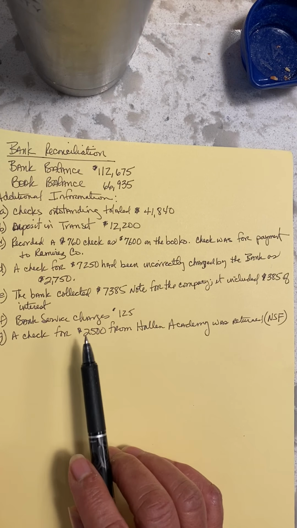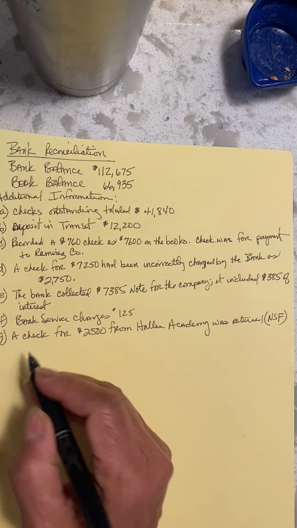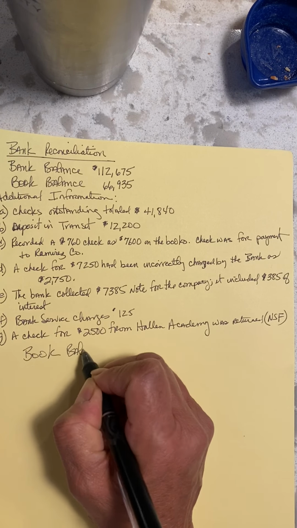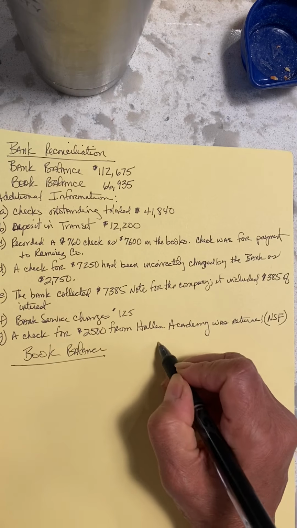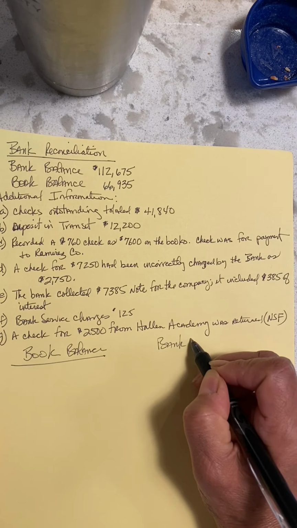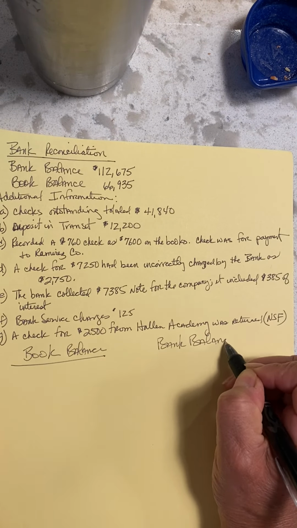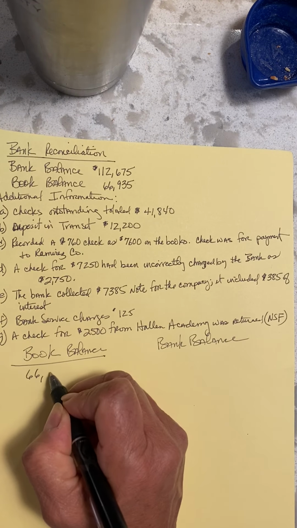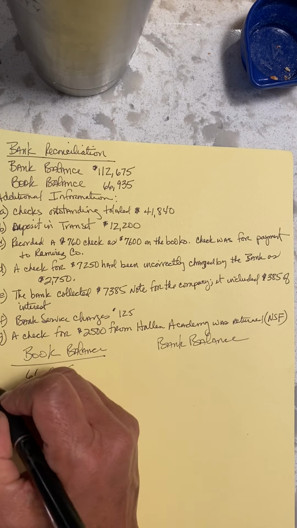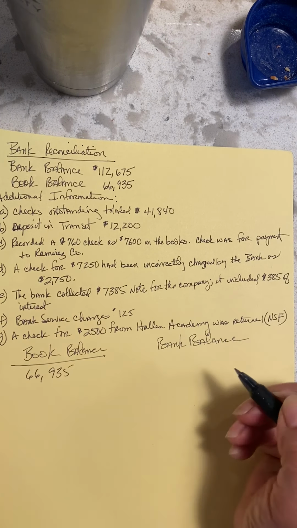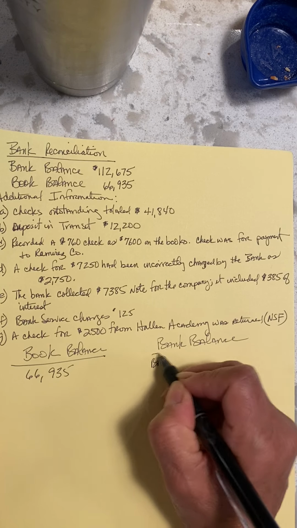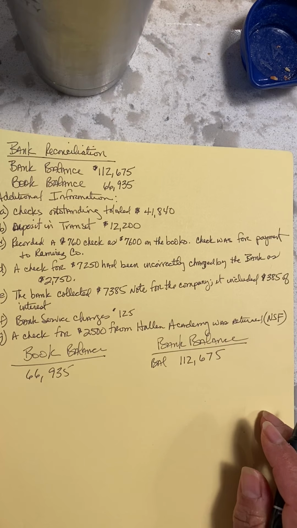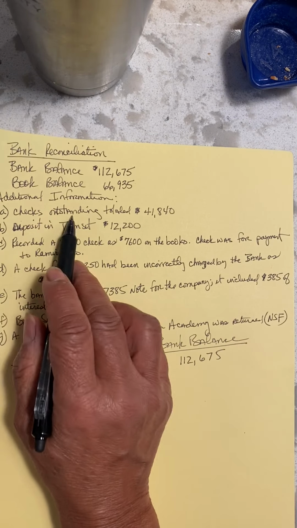So the bank reconciliation, I'll illustrate it for you now. I'm going to record a book balance side and a bank balance side. Then I'm going to go up above and get the book balance, which was $66,935, and the bank balance, which was $112,675.